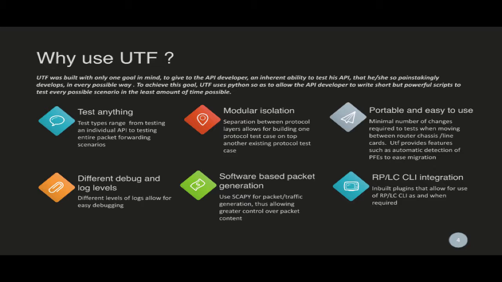The last feature that UTF has is RPL CLI integration, which allows you to send RPCLI commands, so that if there is any configuration that you want to run through RP, you still have the option to do that. There are tests that use both RPCLI and APIs, but our advice is that using APIs is the way to go. However, as already mentioned, RPL CLI integration is always there.